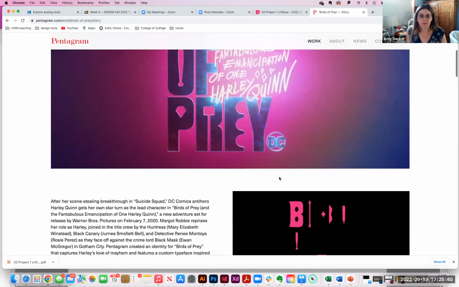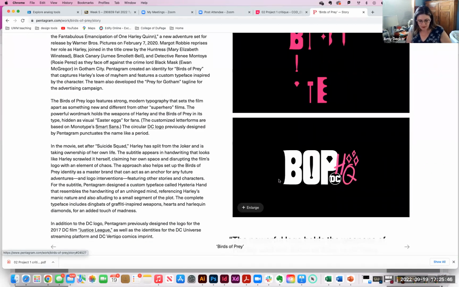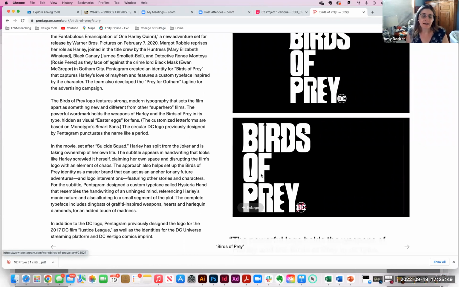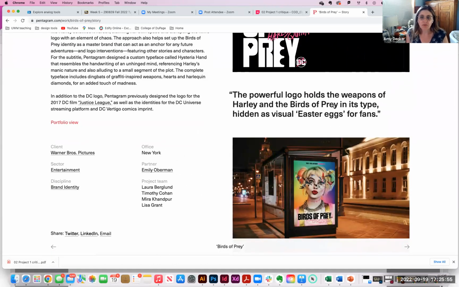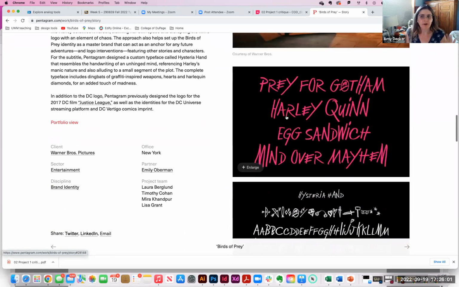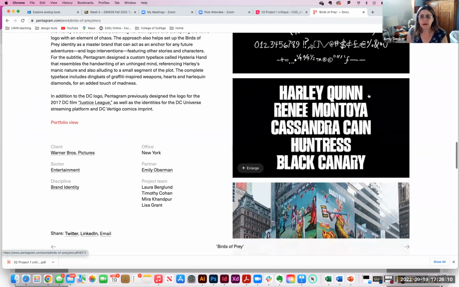This is the write-up from Pentagram. This link is in our weekly module, so you can read about the design of this project. So the powerful logo holds the weapons of the Harley and the Birds of Prey, and it's hidden as a visual Easter egg for fans. So the idea is it's not super obvious. It's very simple and it's hidden. It's a second read. It's not a first read. So they wanted it to be really secondary. And then if you watch the whole series of titles, you can see they did all of the names of everyone in it with this alphabet. So they created a whole alphabet like this. Pretty cool.